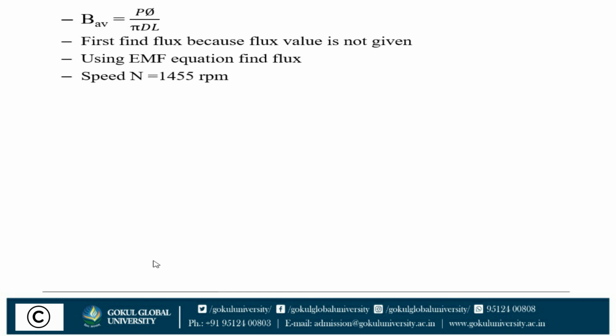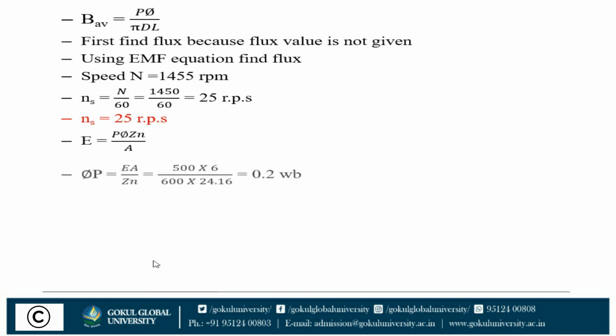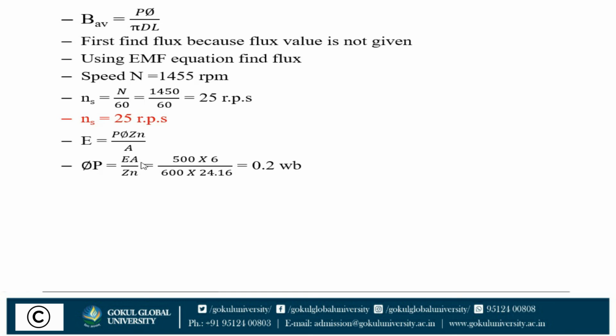N is equal to 1450 RPM speed, so convert it into RPS. Ns is equal to N divided by 60, which is 1450 divided by 60, equal to 25 RPS. So what is the equation of EMF? E is equal to P phi Z n by A. Put all the values. So P phi is equal to E A by Z n. What is E? E means the voltage, 500, cross A, the number of parallel paths. A is equal to P, which is 6, with the number of conductors and speed. So what is the answer?